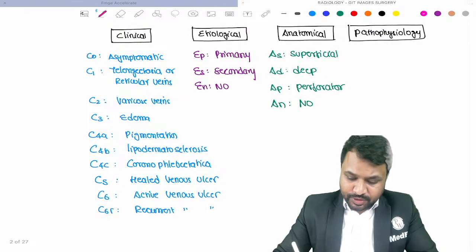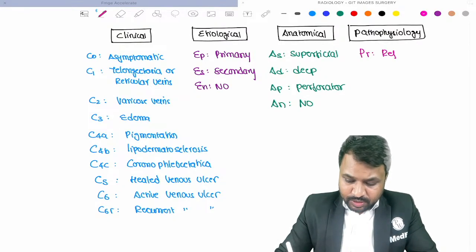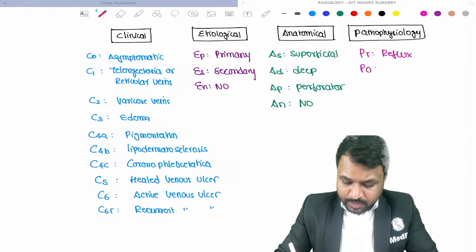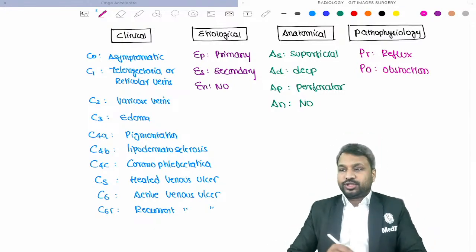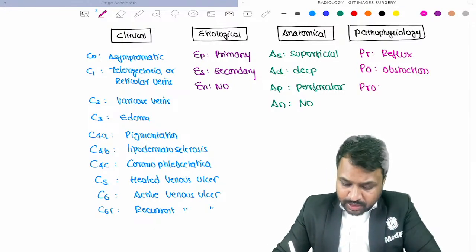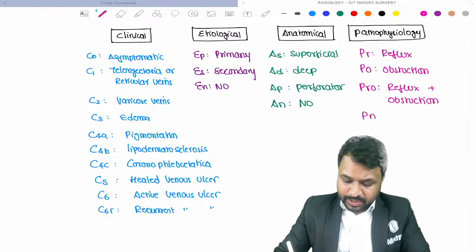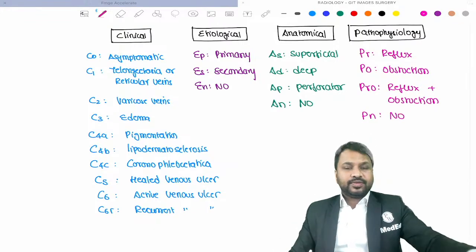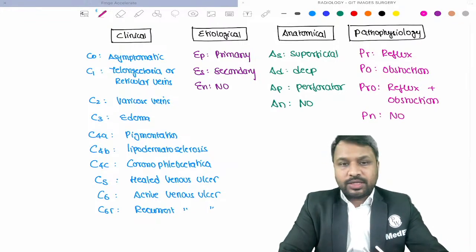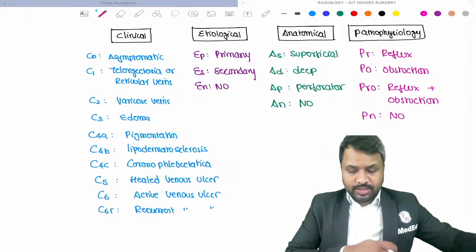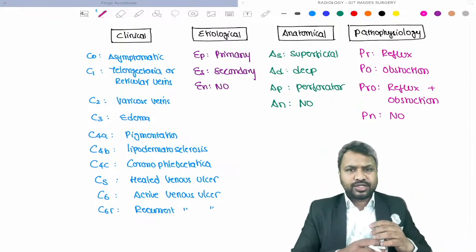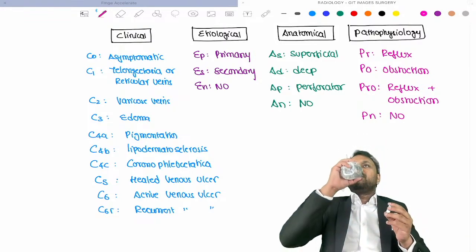Now, P stands for pathophysiology. It is PR, that is, it is because of reflux of blood flow. PO, it is because of obstruction to blood flow. PRO, it is both reflux with obstruction. PN, there is no pathophysiology that is found, right? So this is with respect to the CEAP classification. Again, a very important topic from the exam perspective.